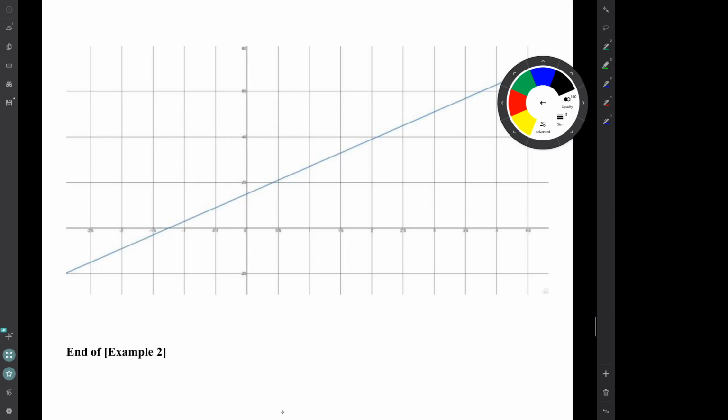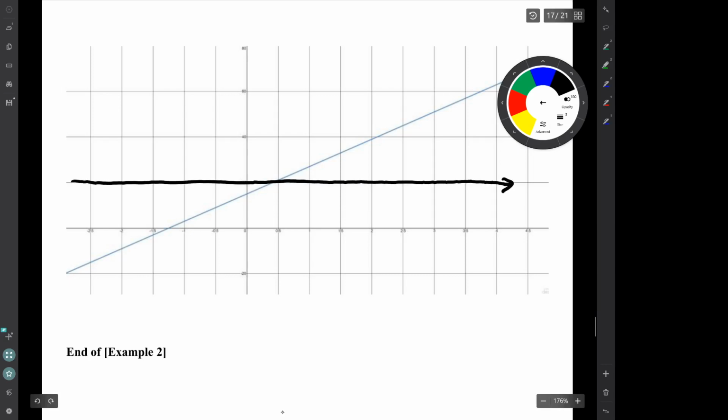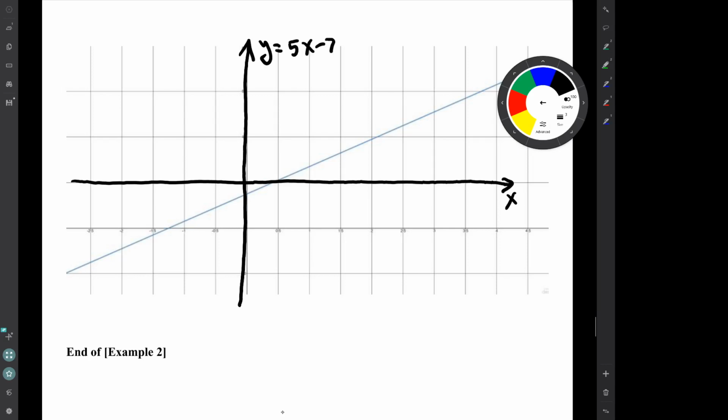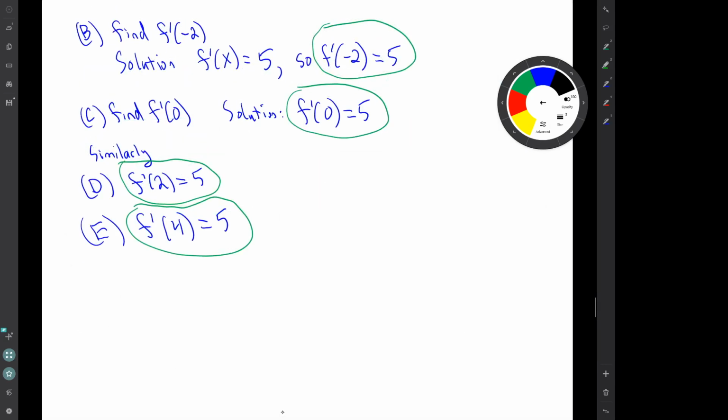Looks like I've made a mistake in plotting this graph. I've got the x-intercept in the wrong place. So the graph should look like that. The y-intercept should be below the x-axis. Our results are about slopes of tangent lines.